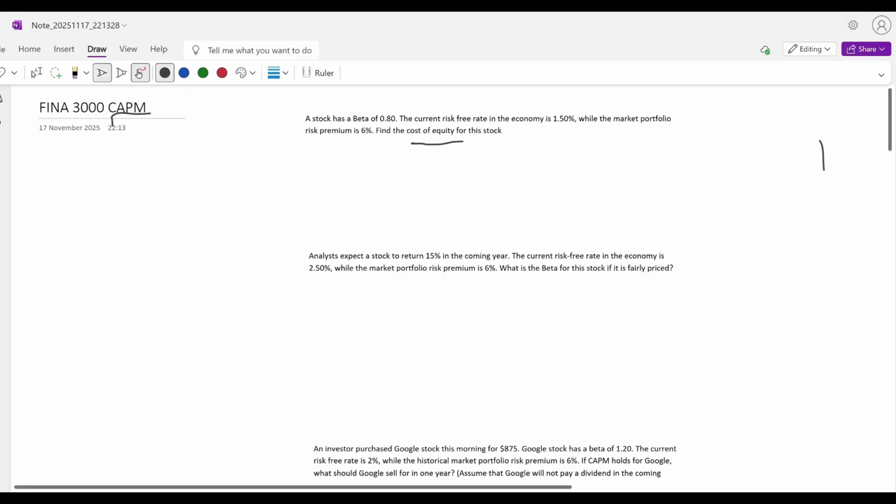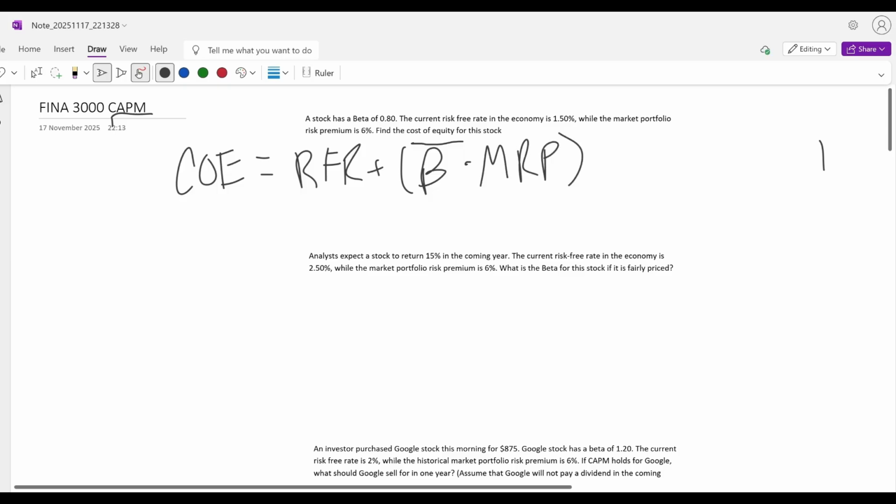That is the capital asset pricing model that we've been going over. So the cost of equity formula is cost of equity equals your risk-free rate plus your beta multiplied by your market risk premium. So we'll start with the risk-free rate, which is this right here.